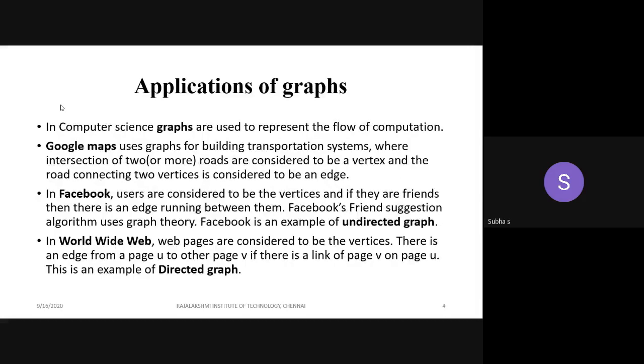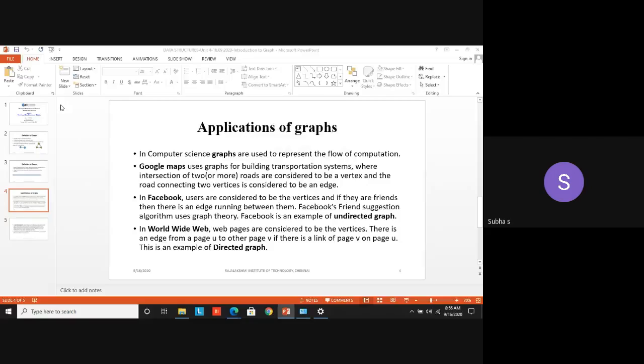I want to ask you how the graph data structure can be used in the chemistry field. You are very well familiar with chemistry. So just think where the graph data structure is used in the field of chemistry. I give you 1 minute. Think fast and put it in chat.